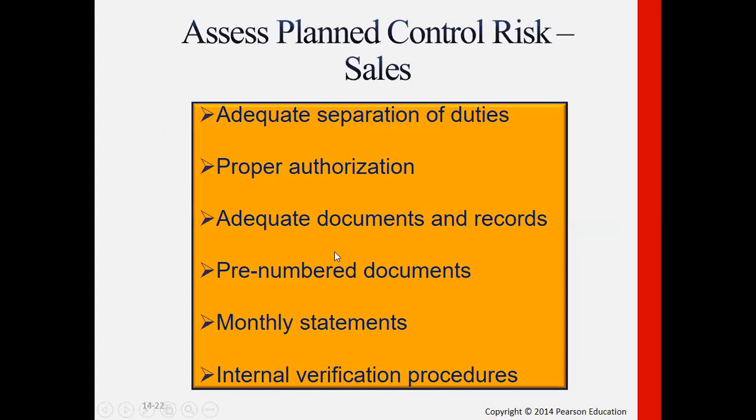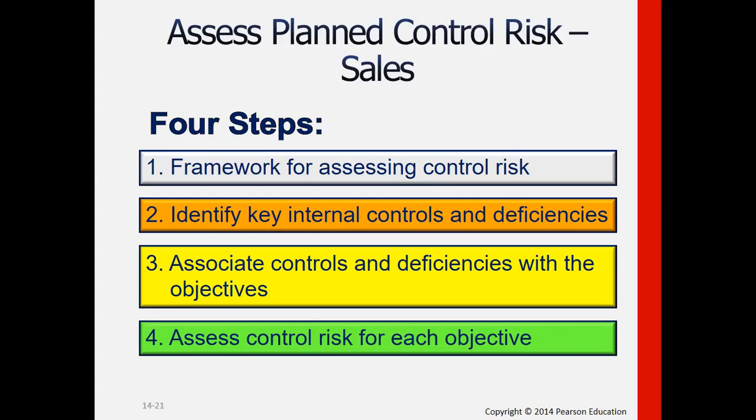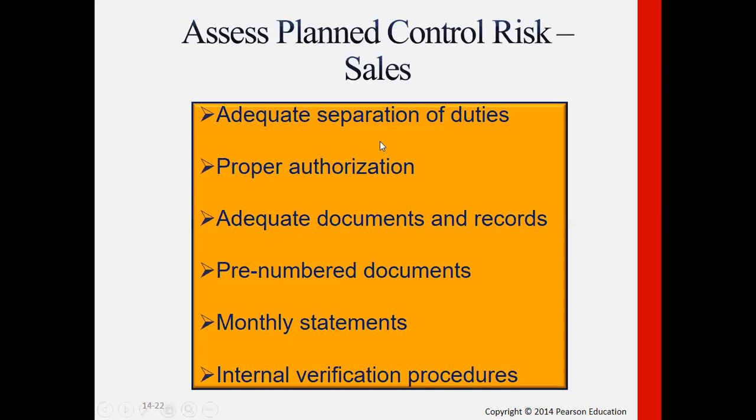So before we proceed, it's a matter of aligning the controls, deficiencies, and the objectives and the control risk. Then here are some areas by which we can assess the planned control risk based on sales. So adequate separation of duties is a must. That's what I've said here. These are the 4 incompatible tasks, duties, and responsibilities that are normally identified: care, custody, authorization, recording, and execution.